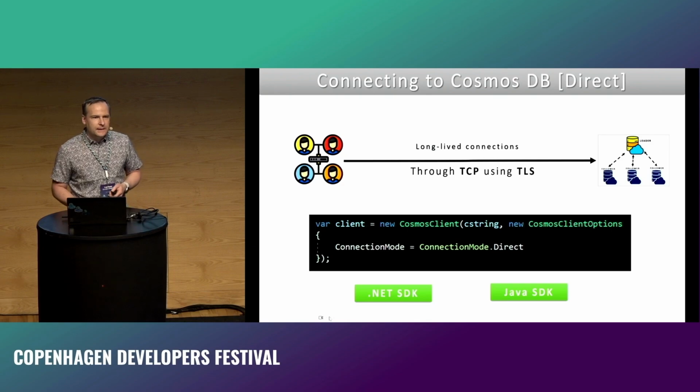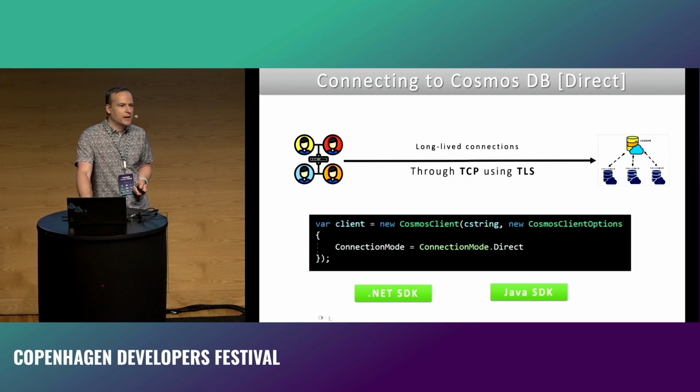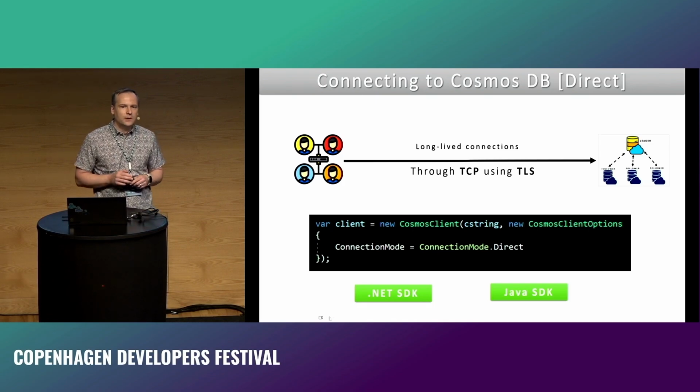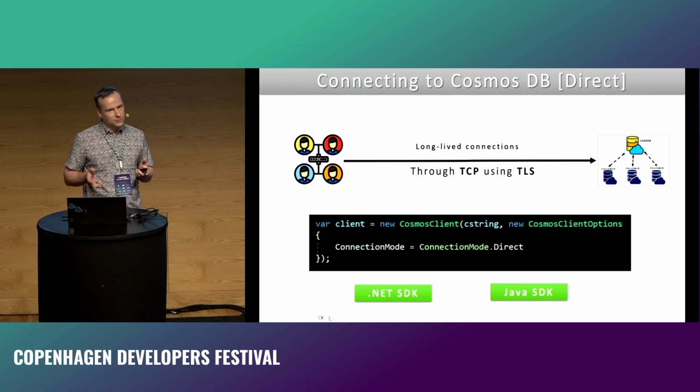Next one is the direct connection. Direct connection is the default way from the SDK of using Cosmos DB, using the direct point. That's a long-lived connection, which means you don't have a 2-minute limit anymore. And it's using TCP with TLS, so it's pretty secure. But because of that, you might need a firewall change, or you might need to open new ports to make this available.